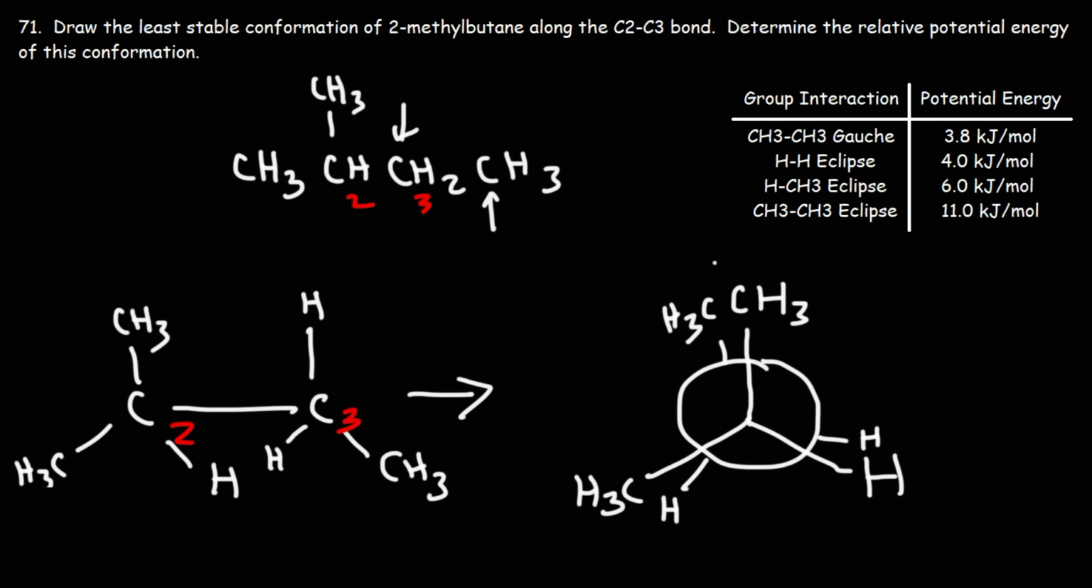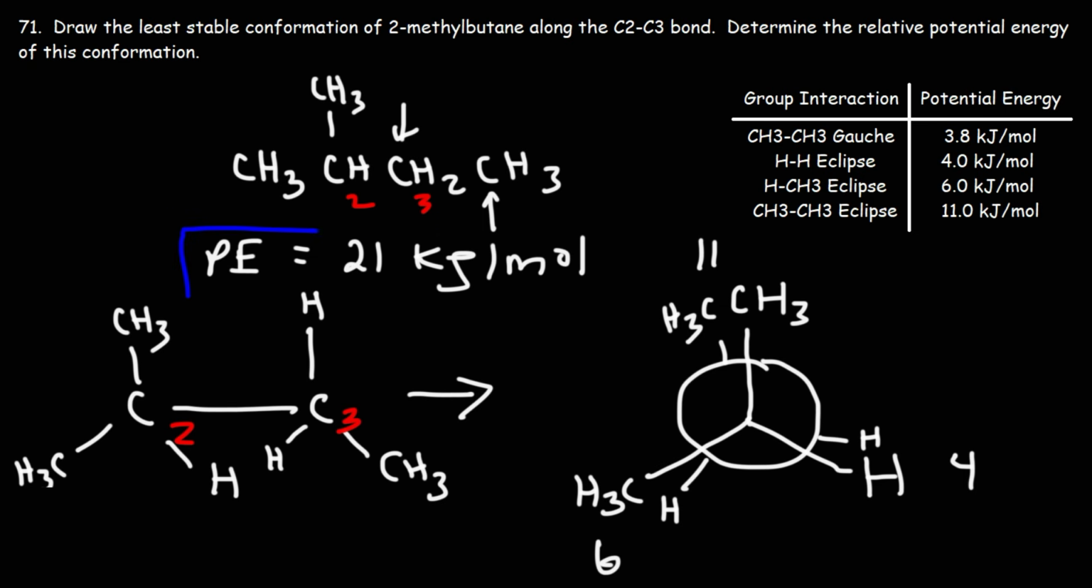So we have 2 methyl groups eclipsed, so that's 11. H-CH3 eclipsed is 6, and 2 hydrogen atoms eclipsed is 4. 6 plus 4 is 10, plus 11. So the relative potential energy for that structure is going to be 21 kilojoules per mole. So that's it for this problem. So now you know how to draw a Newman projection given the name of an alkane and the bond of rotation, and you also know how to calculate the relative energy of a conformation.